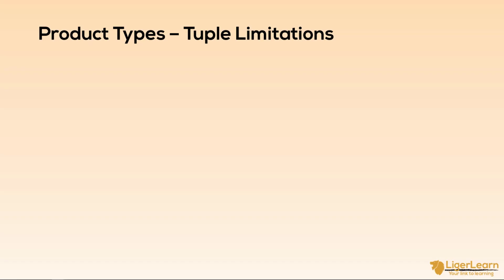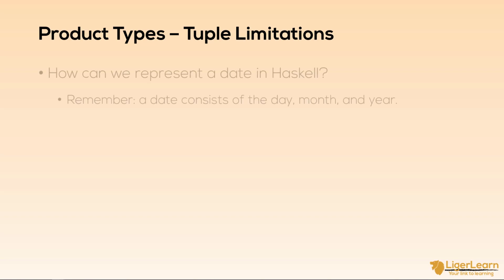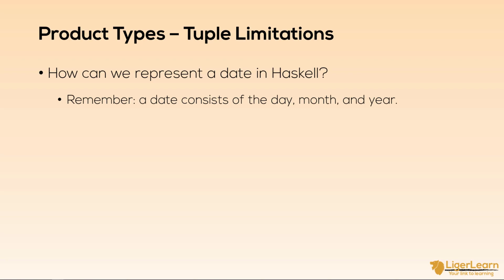Here's a question for you. How can we represent a date in Haskell? Well, one of the ways in which we could do it is to create a value of a three-tuple of ints, like so. As you will see, this is not a good way, but it is a way nonetheless. Here we have created a date with the three constituent parts being made up of ints.